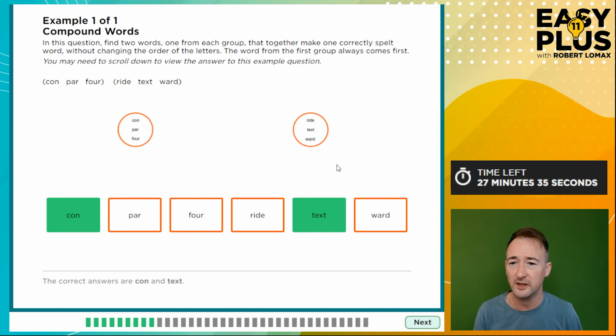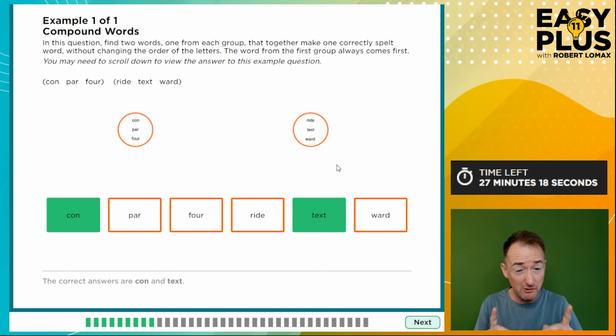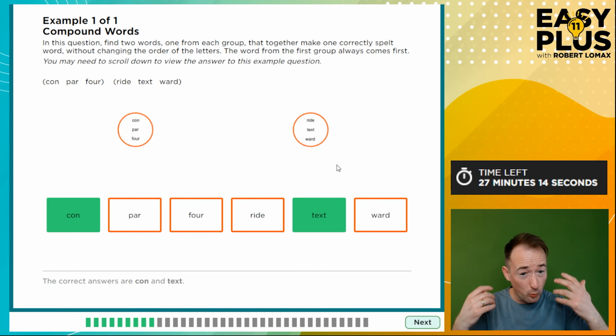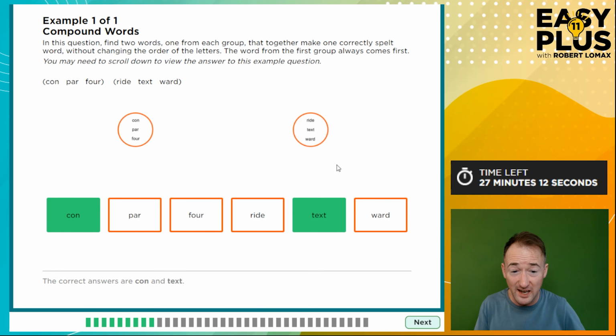This is an example here. So we need to find two words, one from each group, that together make one correctly spelled word. Right, this is just what we were doing with buttercup and cowslip, but now all these questions are like that. So here we have con and text, making the word context. Bear in mind with these questions, this is really important, that the words might change their sound when they become part of the new word. And I think you'll see some examples of this almost certainly.